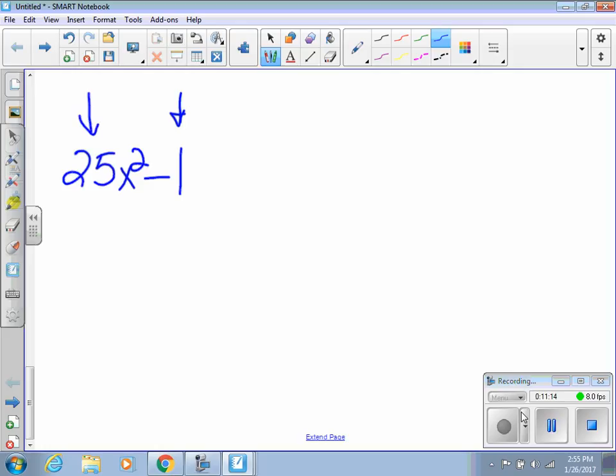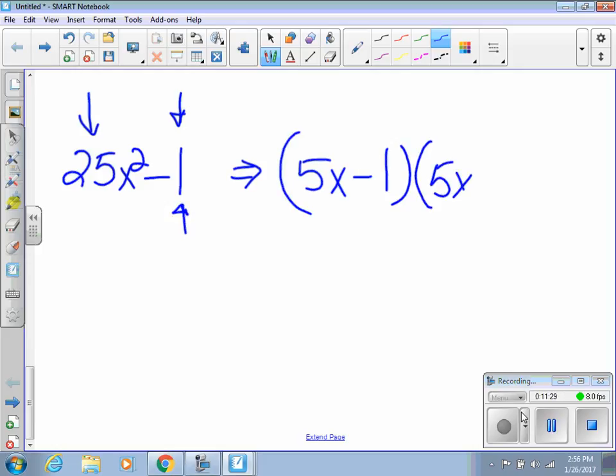What's the square root of 25? 5. And x squared? X. Minus, what's the square root of 1? 1. So it's 5x minus 1 times 5x plus 1, right? Yes. Now, let me give you this one.